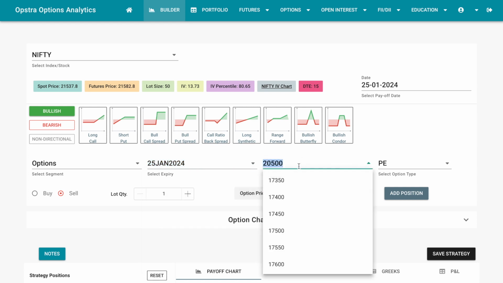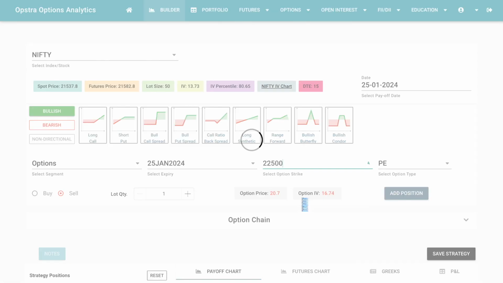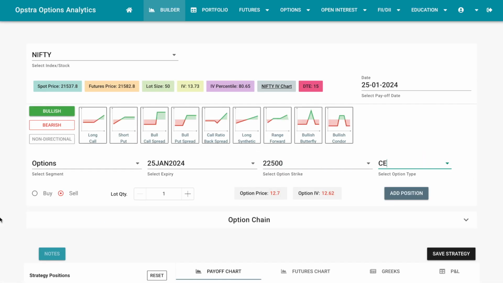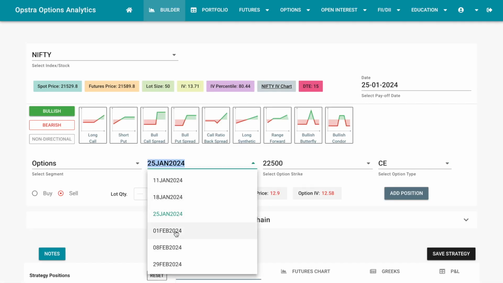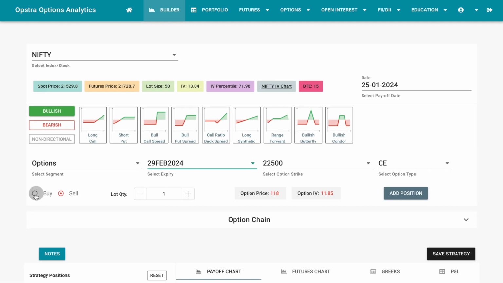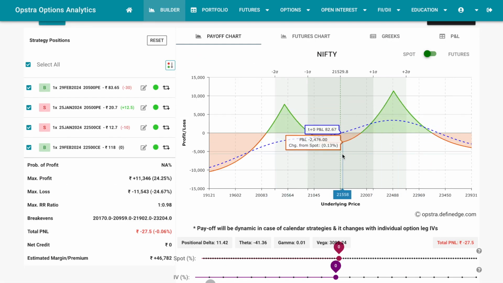Jan 22,500. We go ahead with CE, and this is in Jan, so we'll sell it, and in Feb we'll go ahead and buy it. So here we go to Feb 29 and buy it. Now you see the strategy. These are the two peaks.